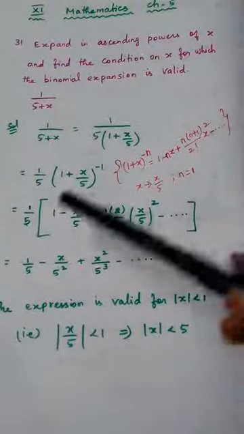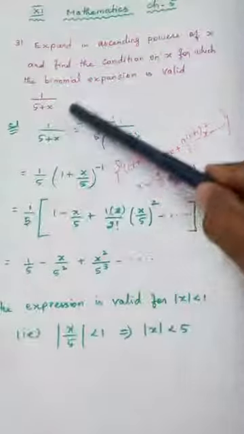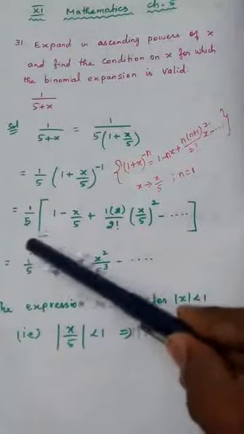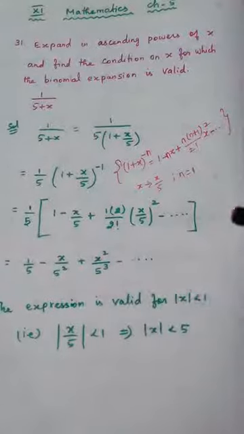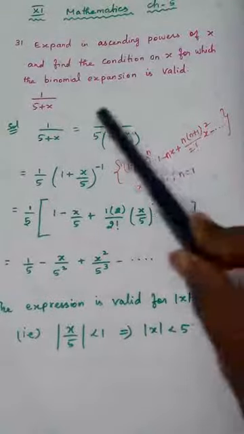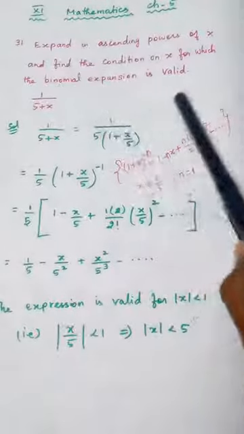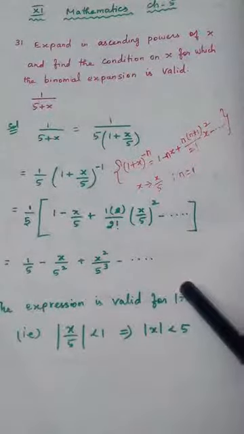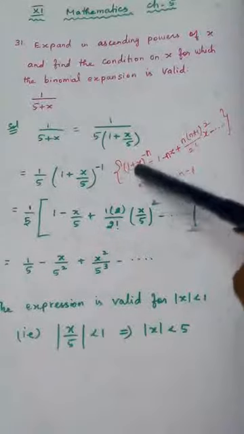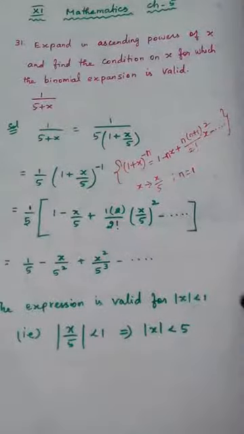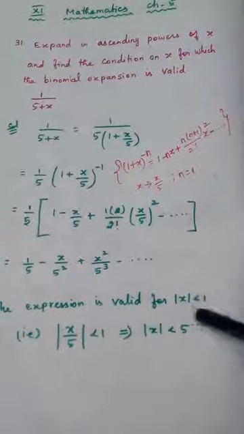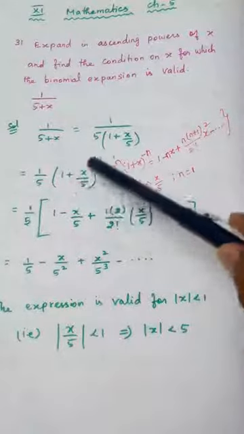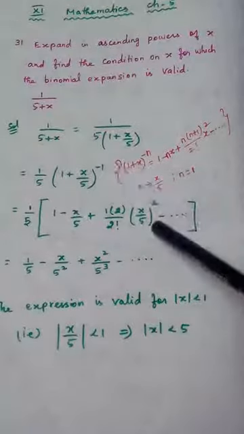So they have asked us to expand this term, and we have expanded it like this in ascending powers of x: x power 0, x power 1, x power 2, like that we have written. The second question is, find the condition on x for which the expansion is valid. Now, when we studied all these formulas, we insisted on one condition particularly, that is this: modulus x should be less than 1. That is the condition that this term should follow, then only we can apply this formula, I said.